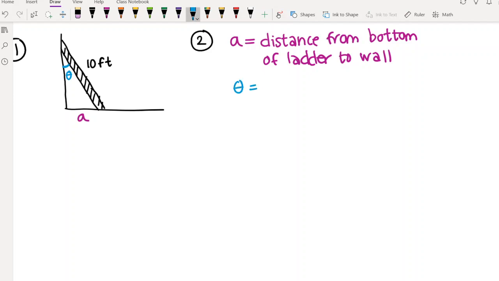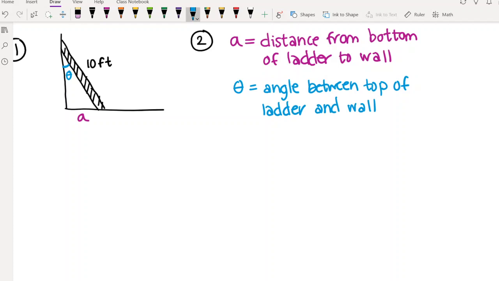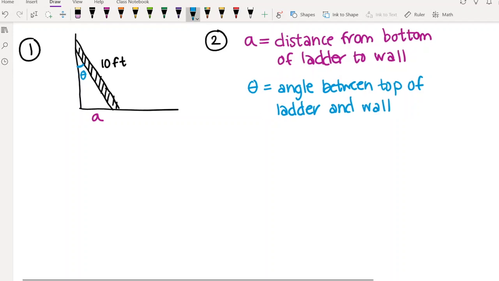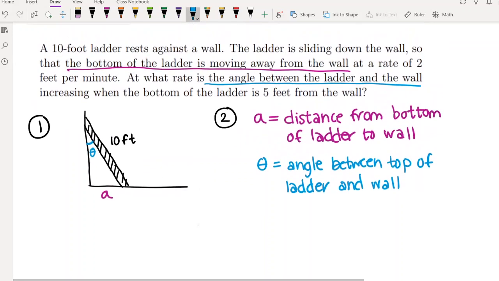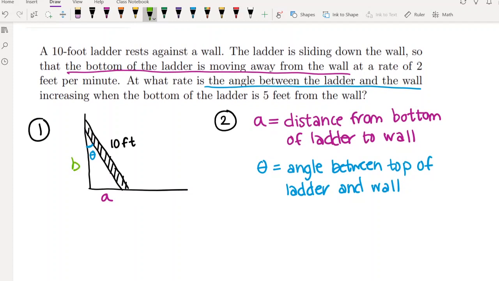So theta is going to be the angle between the top of the ladder and the wall. And that's really all we'll need in this question. If you wanted to, you could assign a variable to this distance, but we're not really going to need to make use of that. It just doesn't really come up in the question if you read through.